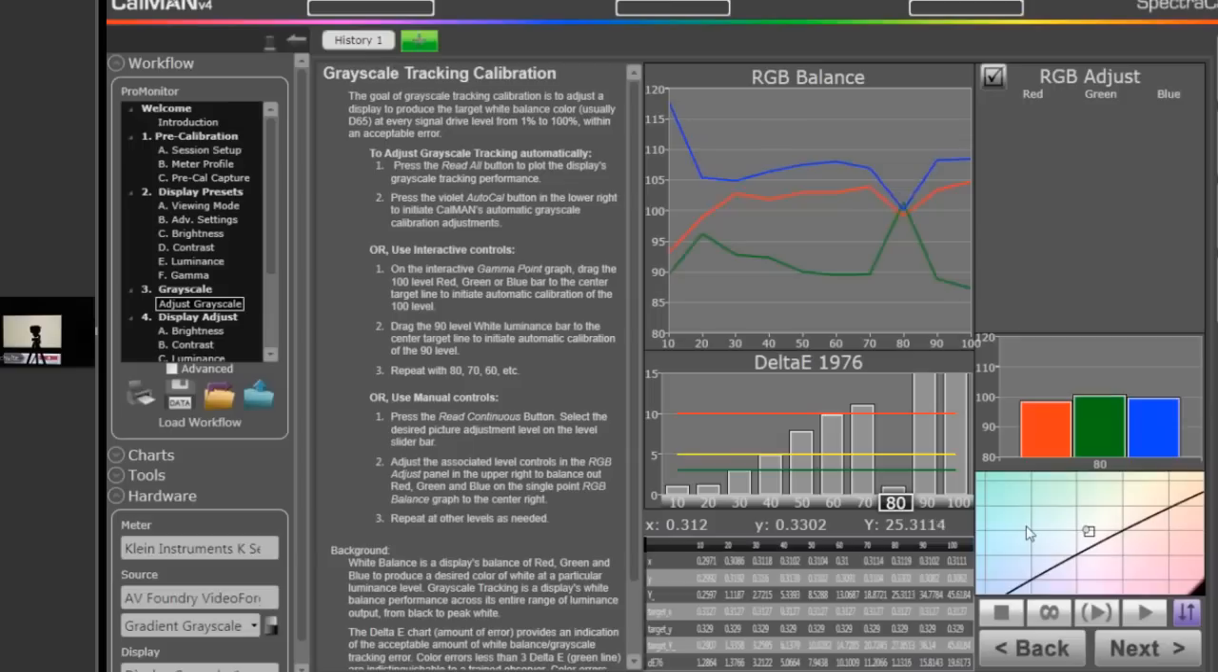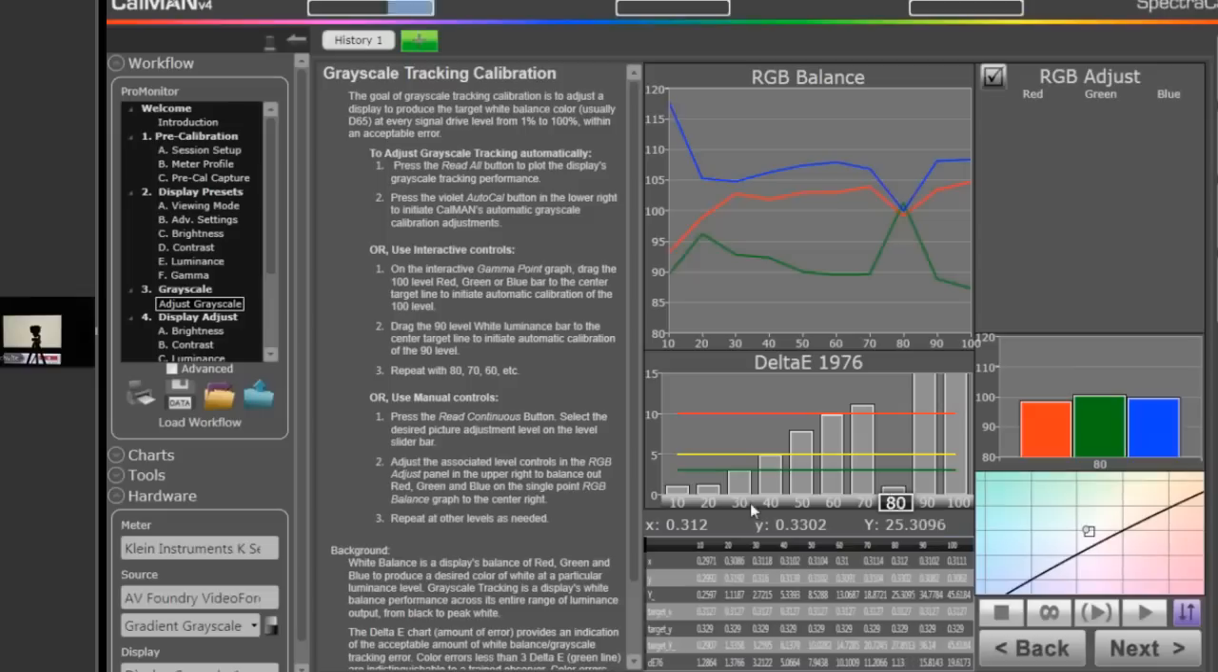And you'll also notice then on the delta E chart in the middle of the page that the amount of error is very low. In other words, the color of white that we're producing now is very close to the target color of white that we wish it to be, the D65 color of white that is set as our target.